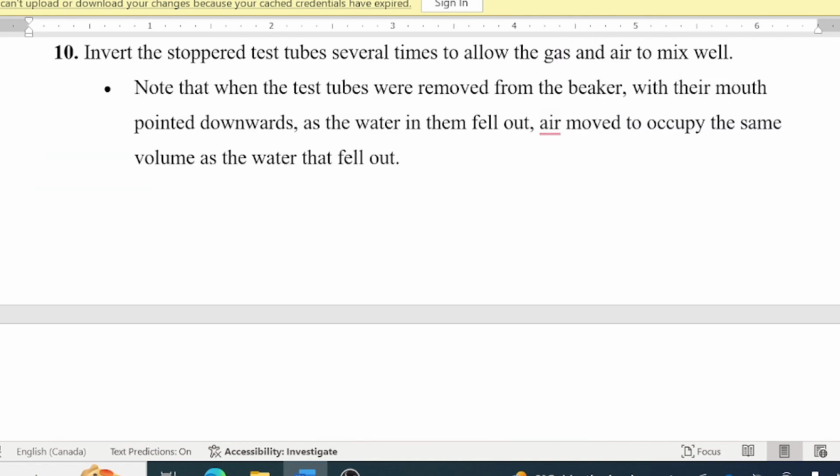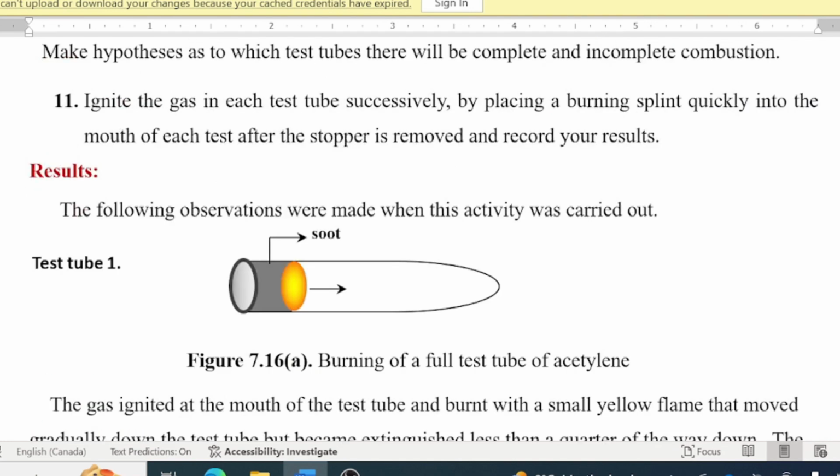Now that we have stoppered the gas, for the first one, we will take a burning splint, remove the stopper, and quickly ignite the gas here. One of the observations that was made is that the gas burned with a yellow flame only at the tip of the test tube and extinguished shortly. A small amount of soot was formed at the tip of the test tube.